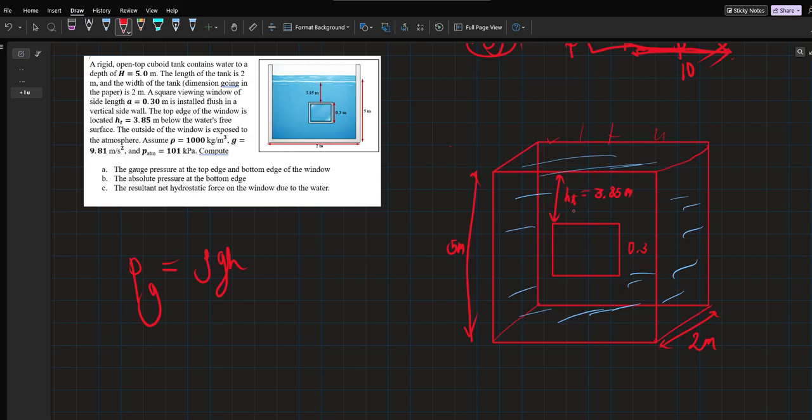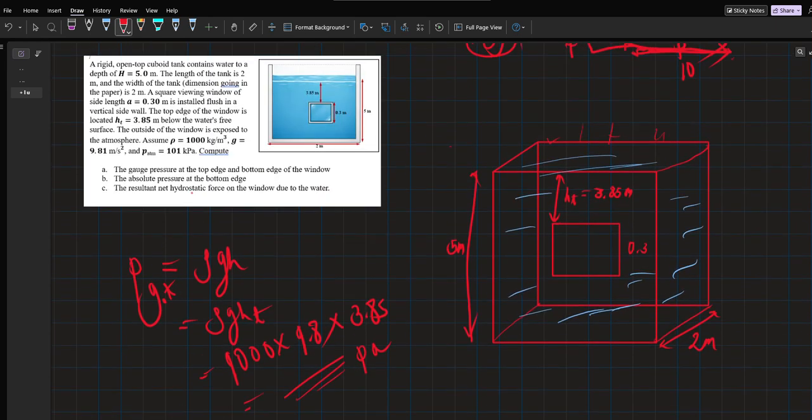So the height of the water column above this point, the top edge of the window, gives rho g h. And we know all three of these values: 1000 times 9.81 times h, which is 3.85. We'll just multiply these and get our value, again in kilopascals or pascals. Okay, this is the top one. So let me write the gauge pressure at the top edge of the window.